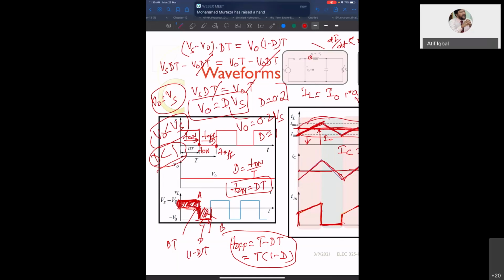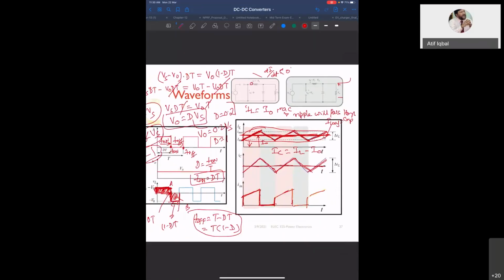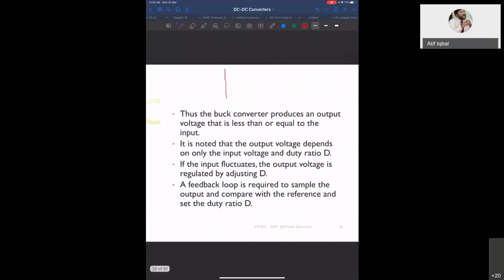Doctor, regarding the voltage across the capacitor, won't it also get charged and discharged as well? Yes, it will get charged and discharged. So what will happen is that ideally the voltage across the capacitor will be V naught, but it will actually have some ripple. There will be some ripple, and this is your actual output.